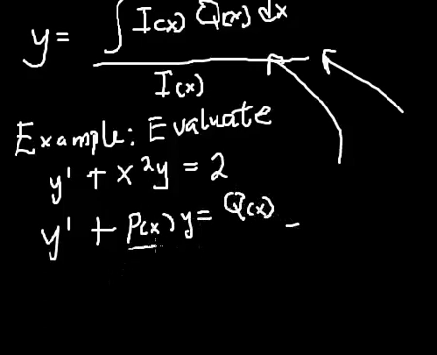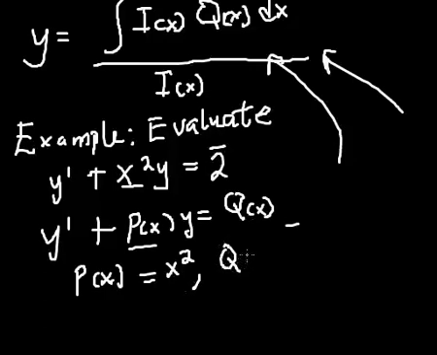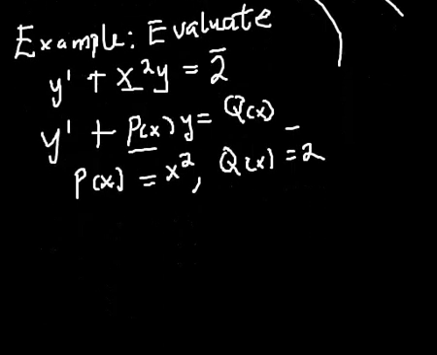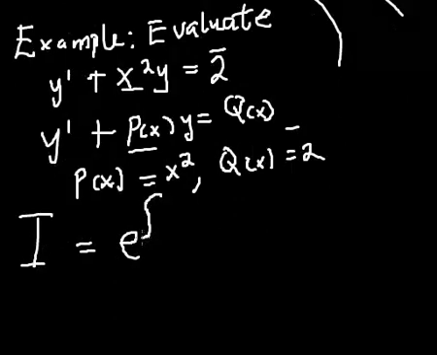Comparing this, you discover that p of x, the function attached to y, is x squared. Then q of x is the function at the right hand side, so q of x here is equal to 2. So at least I've gotten q of x in my formula. Now the question is, how do I get I of x, the integrating factor? Simple. The integrating factor still has the same formula: it's always the exponent of the integral of p of x with respect to x.